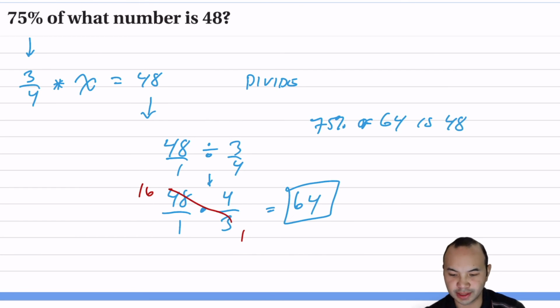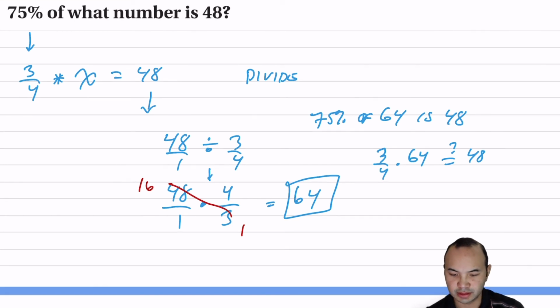And you can double check that. You can go, okay, 75%, so 3/4 times 64, does that equal 48? All right, so let's check. So I did my problem correctly.